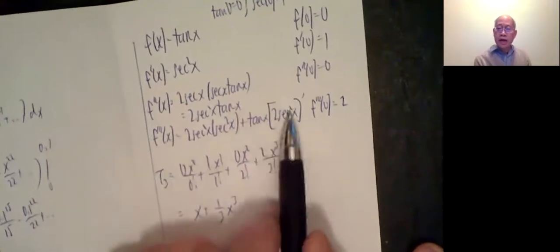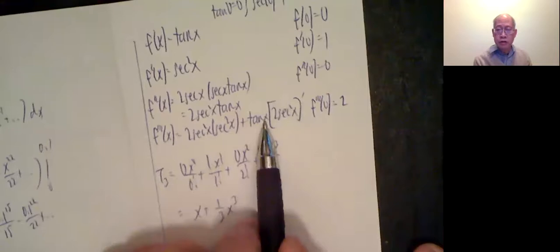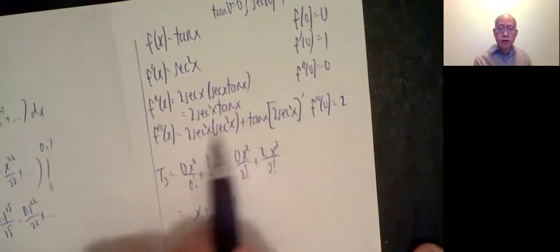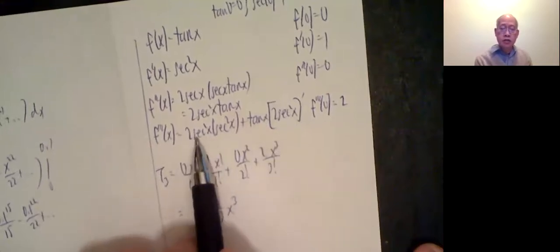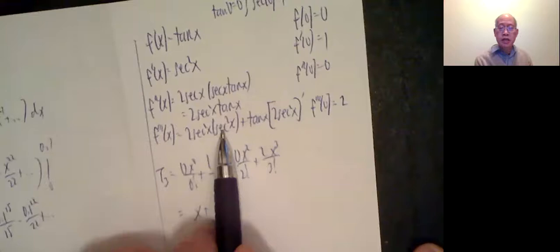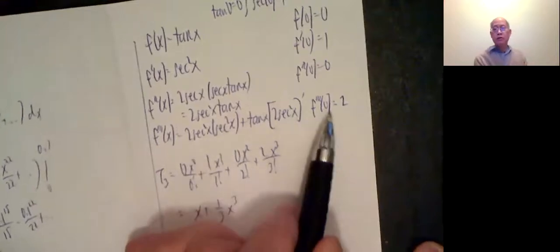f triple prime, again, I didn't bother figuring this out because when I plug in 0, that's going to be 0. So put a 0 here and a 0 here. I get secant squared of 0 is 1. Another secant squared of 0 is 1. So f triple prime is 2.